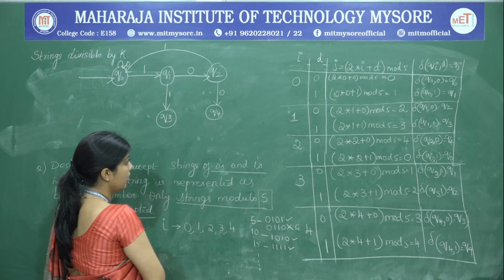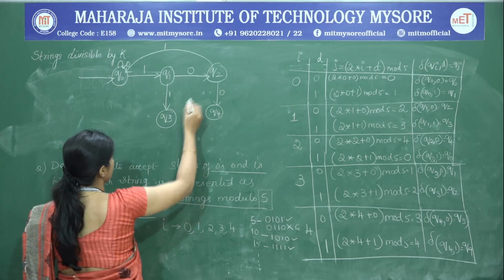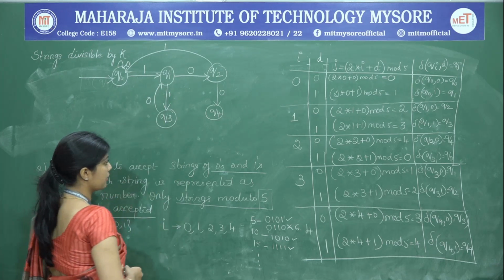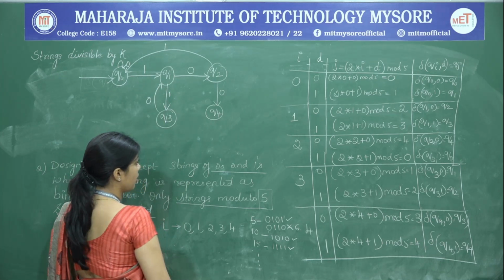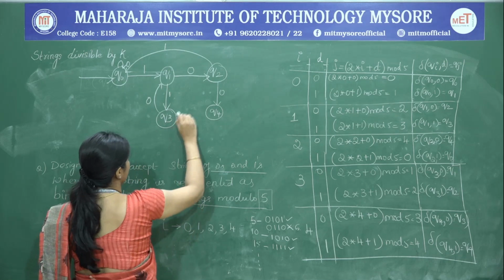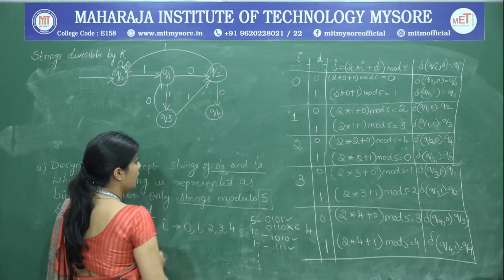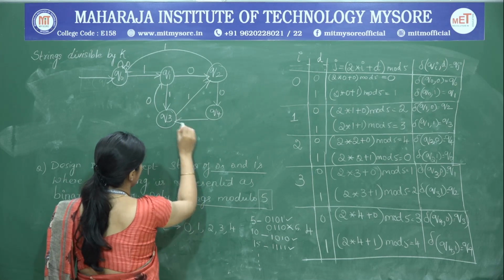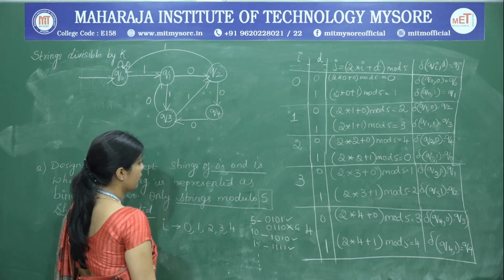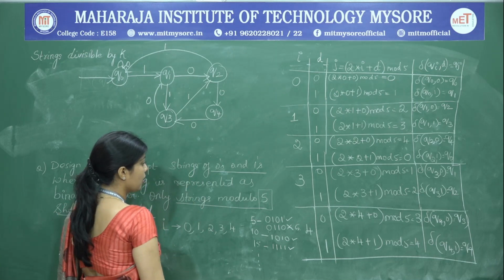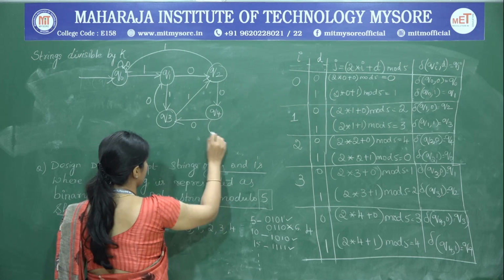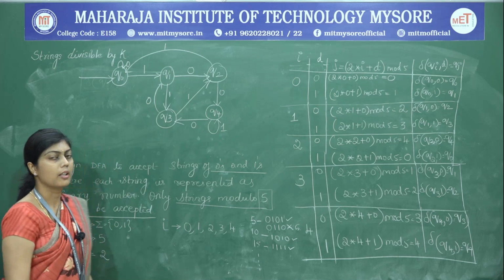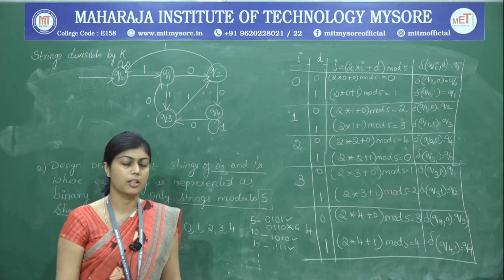Next we have Q3 on 0 goes to Q1, so we add a transition on 0 from Q3 to Q1. Next we have Q3 on 1 goes to Q2. Next we have Q4 on 0 goes to Q3, so on 0 we put an outgoing arrow to Q3. Next we have Q4 on 1 goes to Q4. So this is how we complete and derive the transition diagram for the DFA.